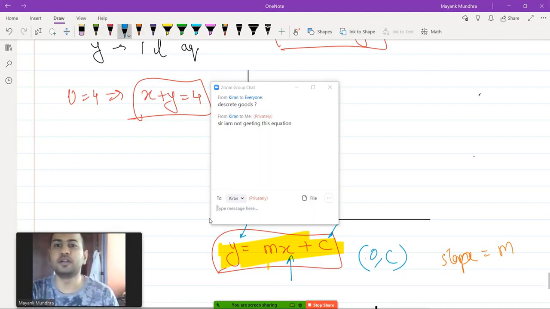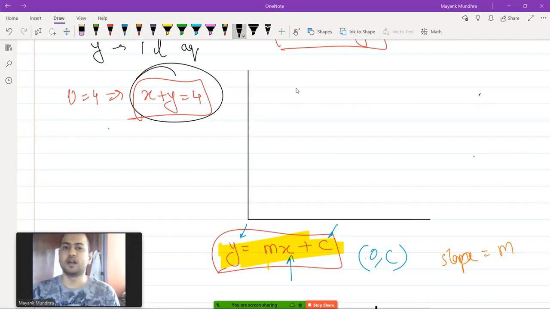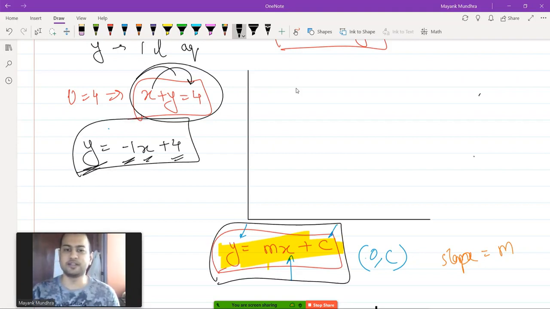So what I'm saying is that every time you need to convert the equation of the line into y equals mx plus c format. For example, if this is the equation of the line that I want to plot, convert it into y equals minus 1x plus 4. I can just take this x to the other side, so this will be minus x plus 4. So this becomes y equals minus 1x plus 4. If I compare this equation with the standard equation, I get m equal to minus 1, and c equal to 4.